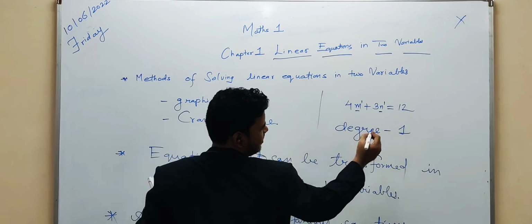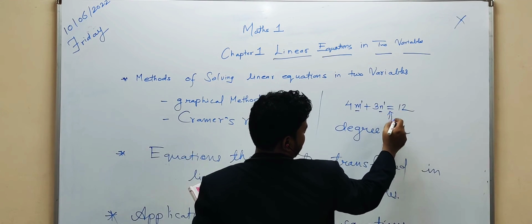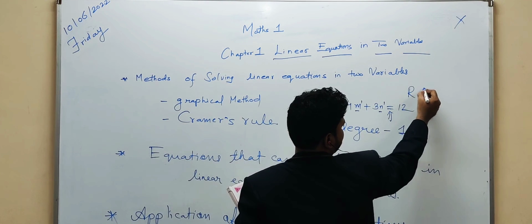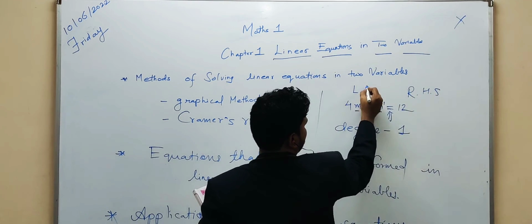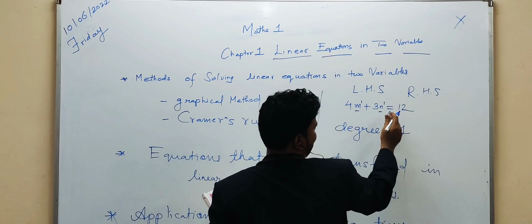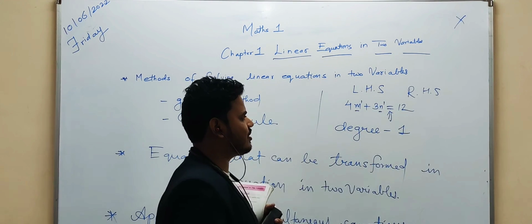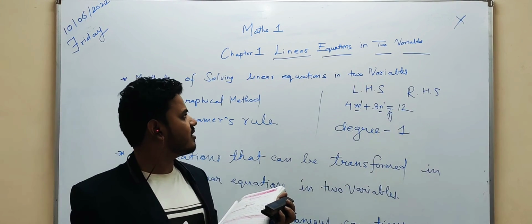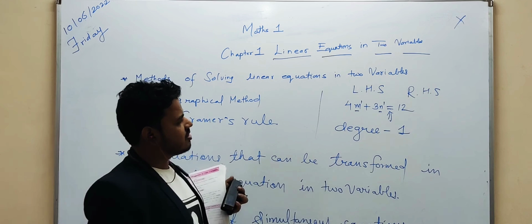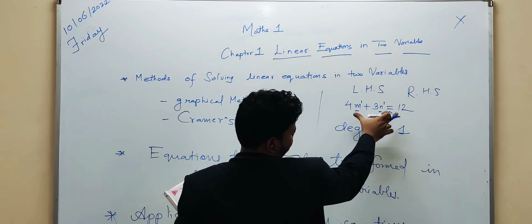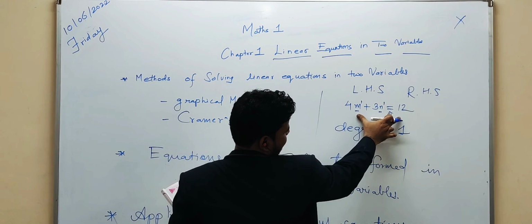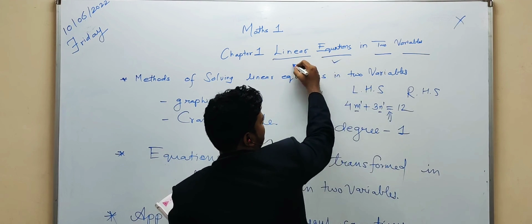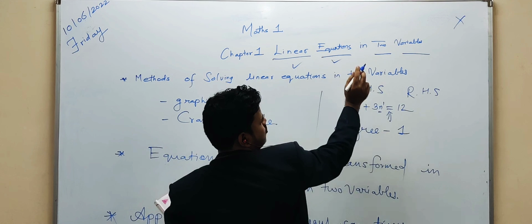Equation means you just have to remember this equal to sign. There are two sides. This is the right hand side and this is the left hand side. And in between we are having what? Equal to sign. So that is equation. Any expression which is having equal to sign in it is called an equation. So linear is over, equation is over.